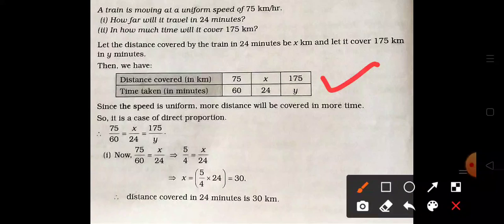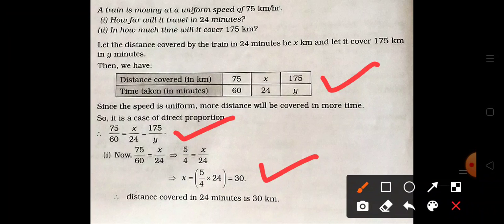So you can see here, since the speed is uniform, speed is not changing, so more distance will be covered in more time. So it is a case of direct proportion. So 75 by 60 will be equal to x by 24, which will be equal to 175 by y. Upon calculating, we get x equals 30. That means the distance covered by the train in 24 minutes will be 30 kilometers.